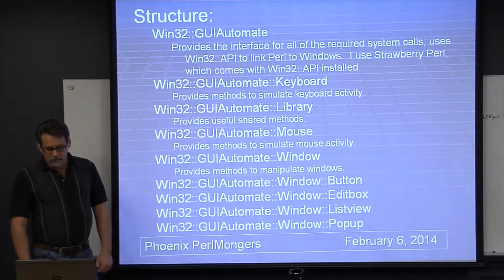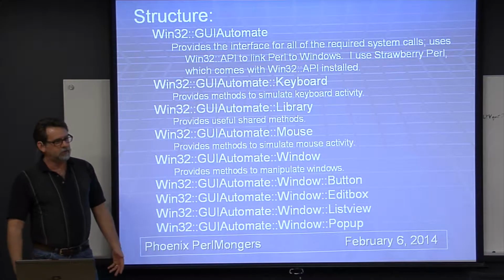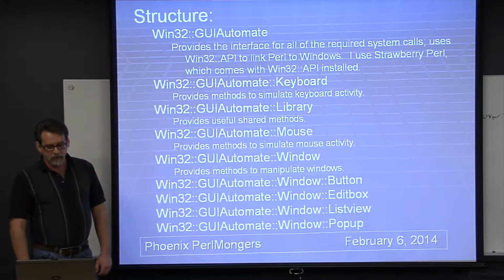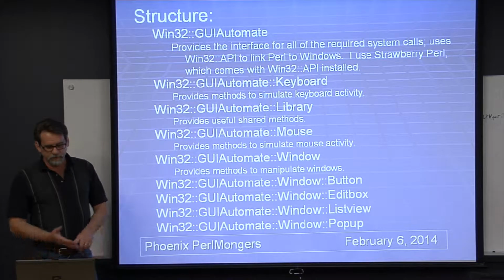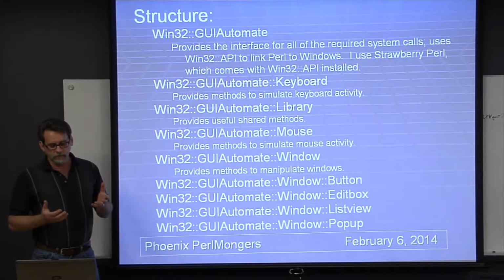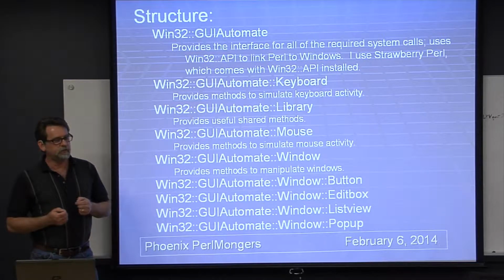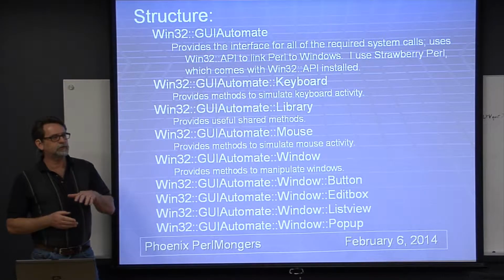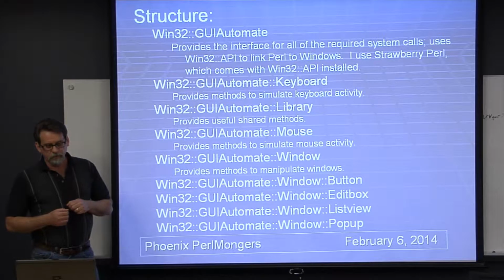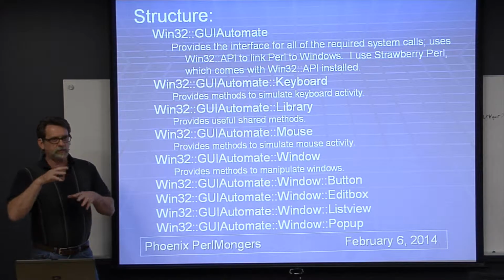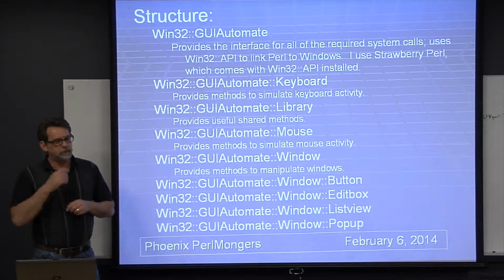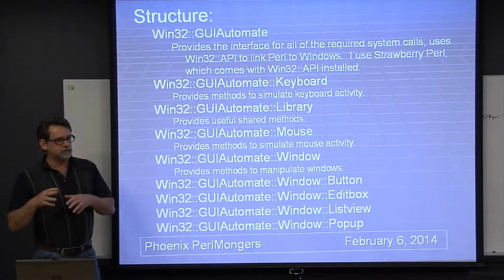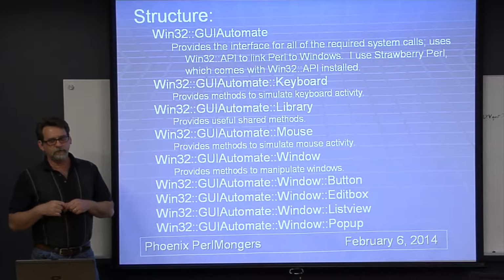And here is the current suite I have. GUIAutomate is, of course, the base object. What makes this work at all is there's a Win32 API module that lets Perl talk to the system, so it lets you send system commands through Perl. And mostly what GUIAutomate does is it provides Perl versions or Perl calls of all the calls that I need to make in order to make the rest of the system work.